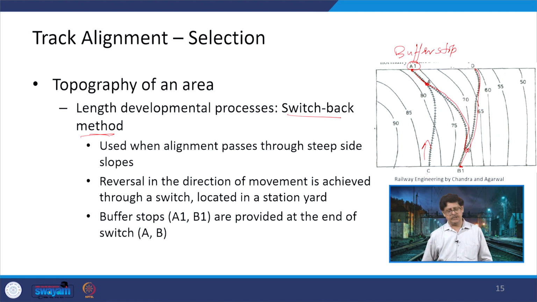So, it is used in the hilly area. When it is passing through the steep side slopes, then this type of method can be used. Reversal in the direction of movement is achieved through a switch which is located at a station yard. So, there is a switch located at a station yard, and there are buffer stops which are provided at the end of the switch. Here the switch is the location where the two tracks are meeting, and then when you are going back there is a buffer stop.